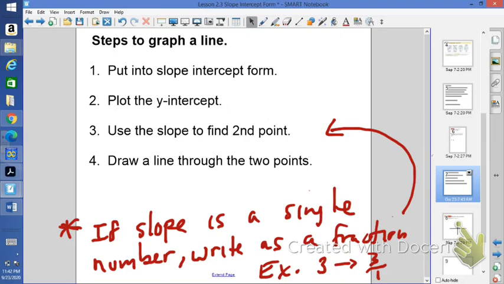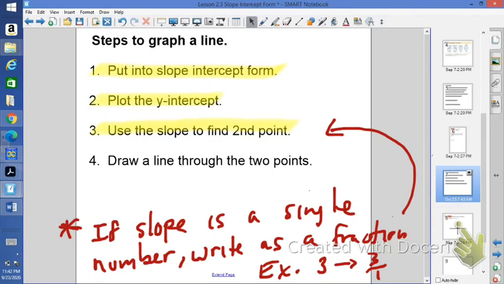Alright, now what we're going to be doing is graphing lines. So here's the 4-step process in order to graph a line. The first thing we want to do is put the equation in the slope-intercept form. That's why we've worked so hard before this, making sure we're able to do that. The next thing we're going to do is plot the y-intercept on the graph and then use the slope to find the second point. So one of our points is going to be the y-intercept, and the second point that we're going to plot is going to be based on our slope.